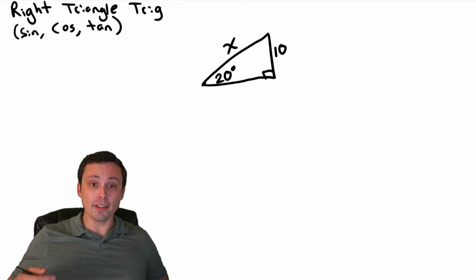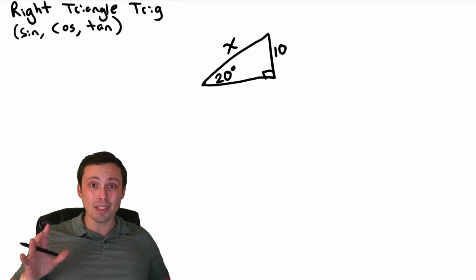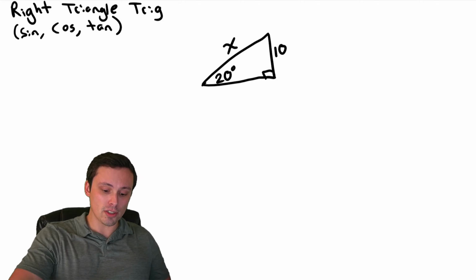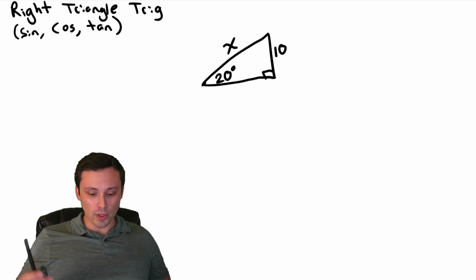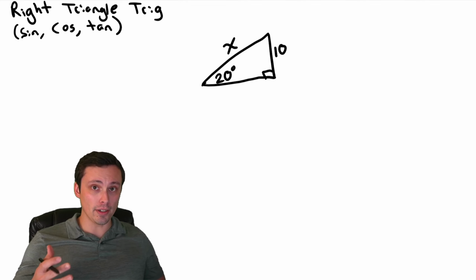You need to be trying to figure out a side length. Although you can use this to figure out angles if you know the sides. I'll do that in another video called inverse trig. Okay, this will be focusing on solving for a side length when you know one of the other side lengths and you know one of the other angles in a right triangle. So this is basically how you do it.